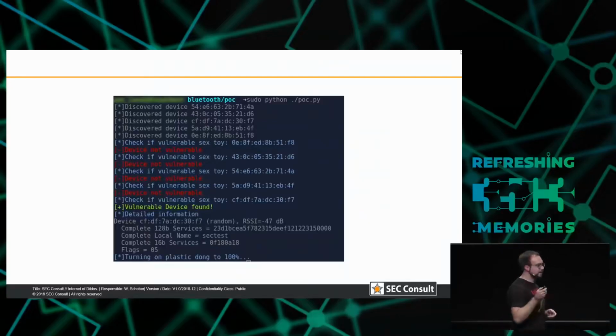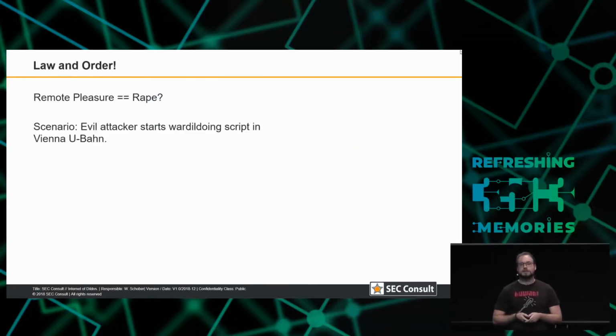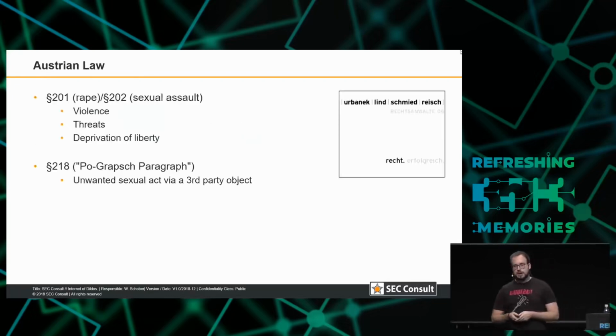The next thing I want to talk about is not that funny. So please don't laugh now, because when we released this, a lot of people on Twitter asked, is this rape? So, a serious topic. For example, the evil attacker is using my war dildoing script in the metro or in the U-Bahn in Vienna, and he would pleasure just random strangers. Is this rape? In Austria, we have two different things, rape and sexual assault, and they have preconditions. That's violence, threats, or deprivation of liberty, which is just not the case in this scenario.